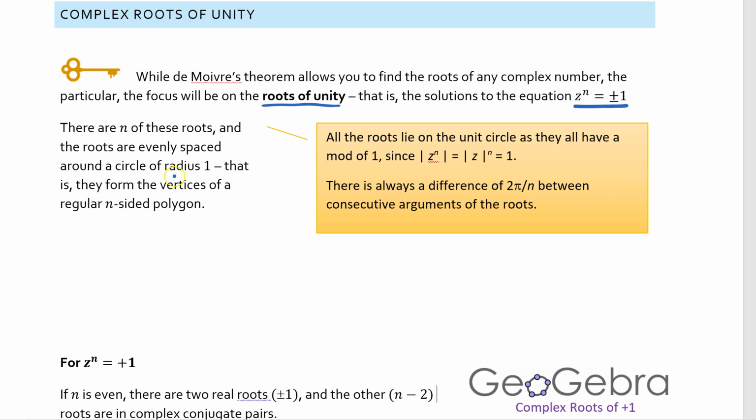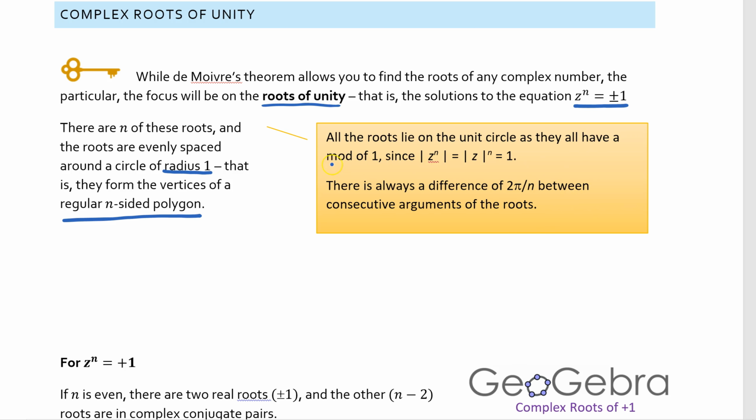And the roots are evenly spaced around a circle of radius 1. So they actually form the vertices of a regular n-sided polygon. Now that might sound a little bit like gobbledygook at the moment, but once we have a diagram in front of us, that won't be too bad.